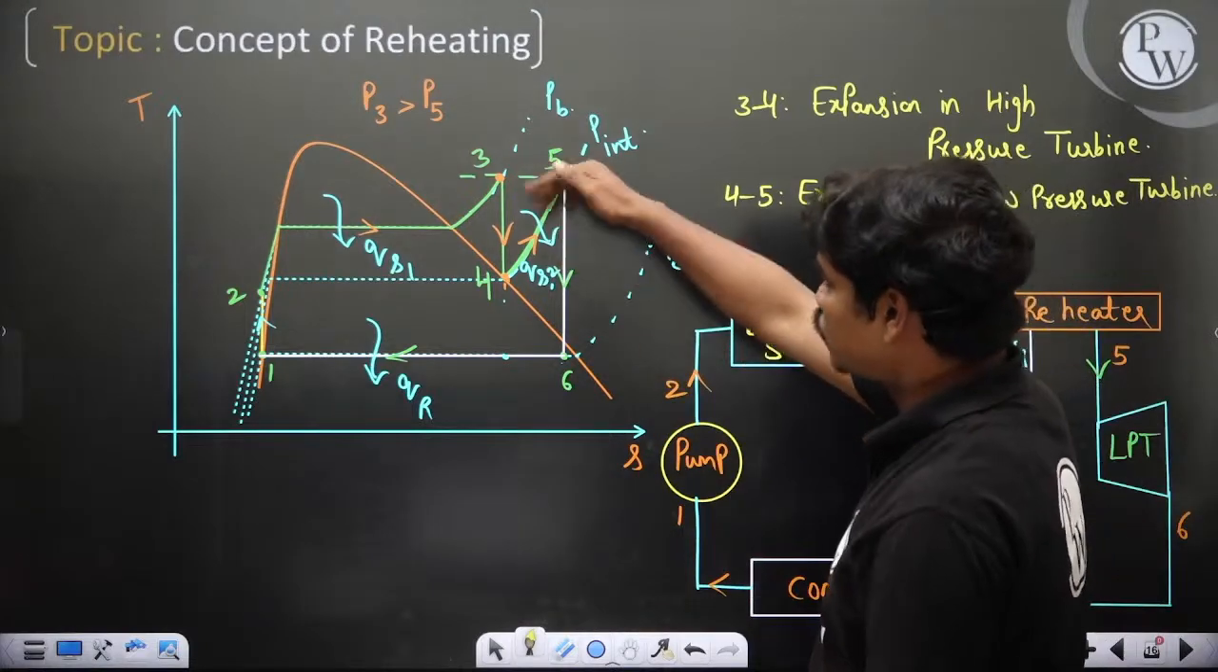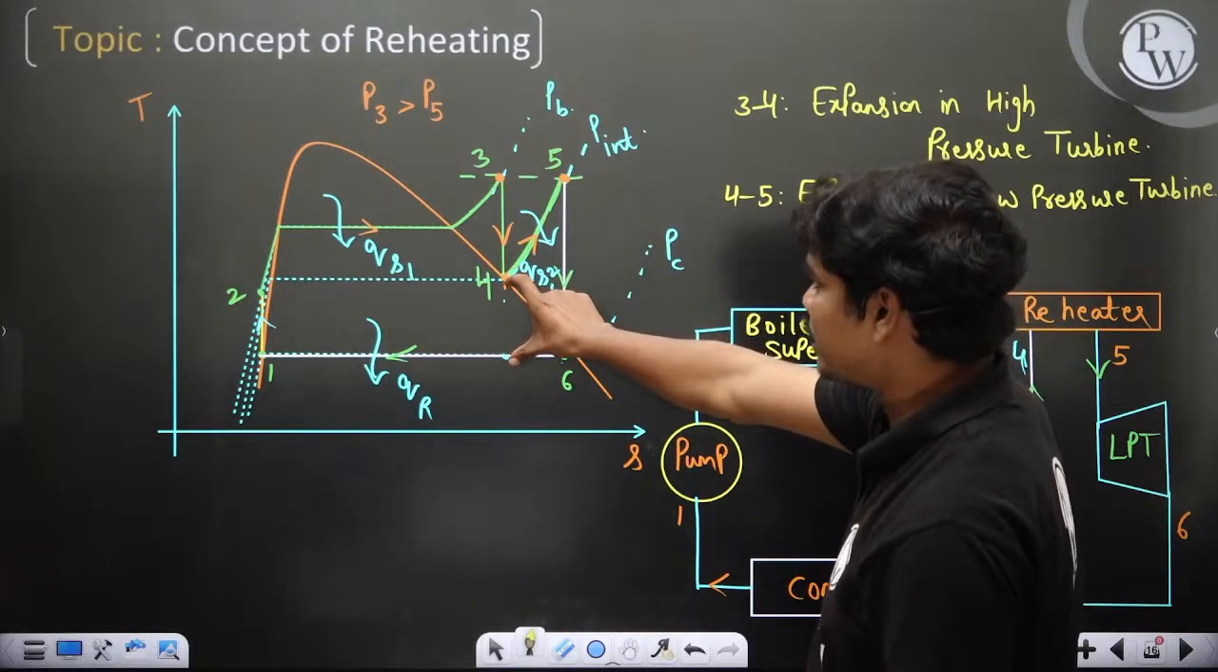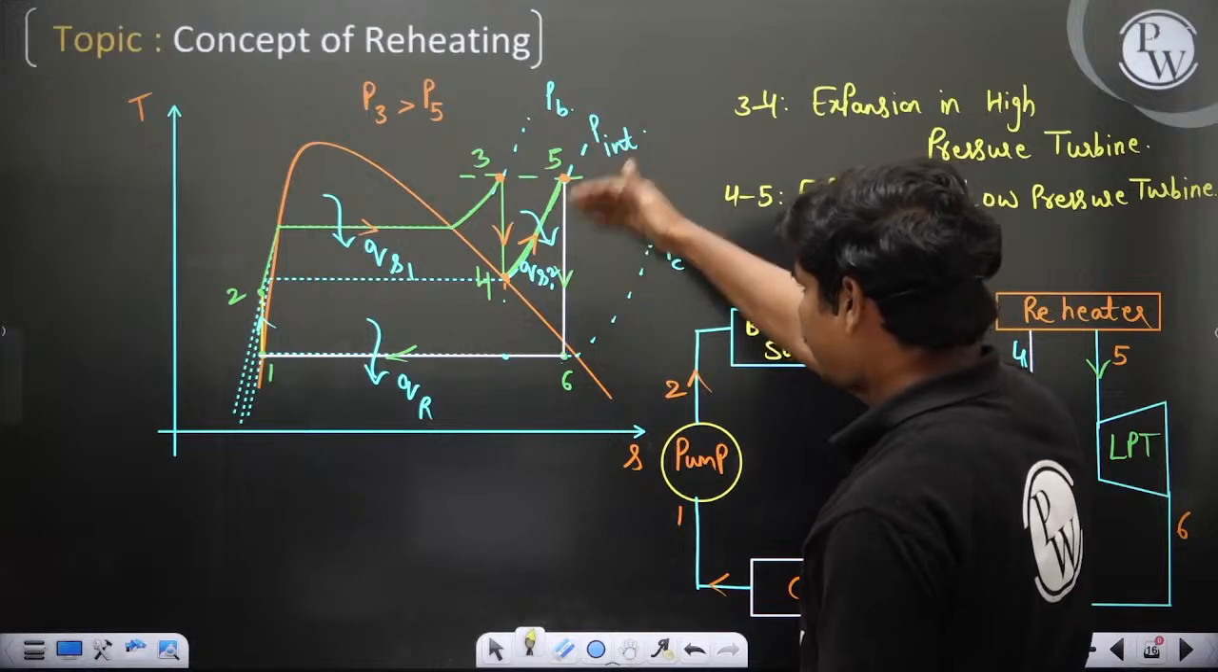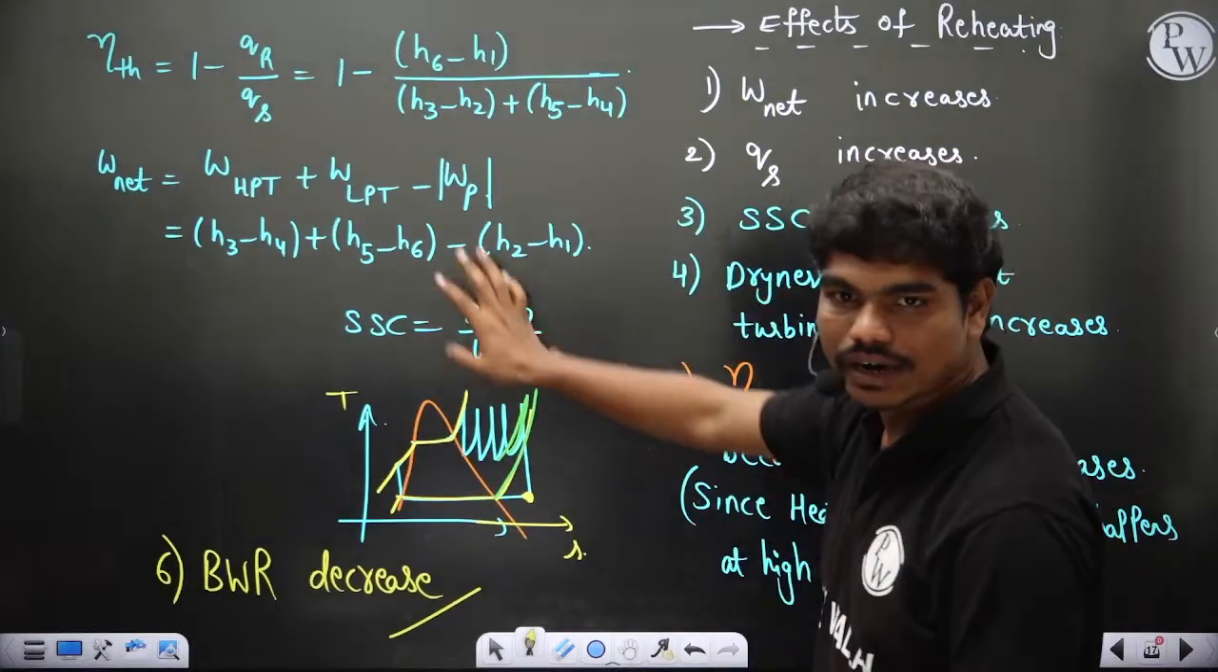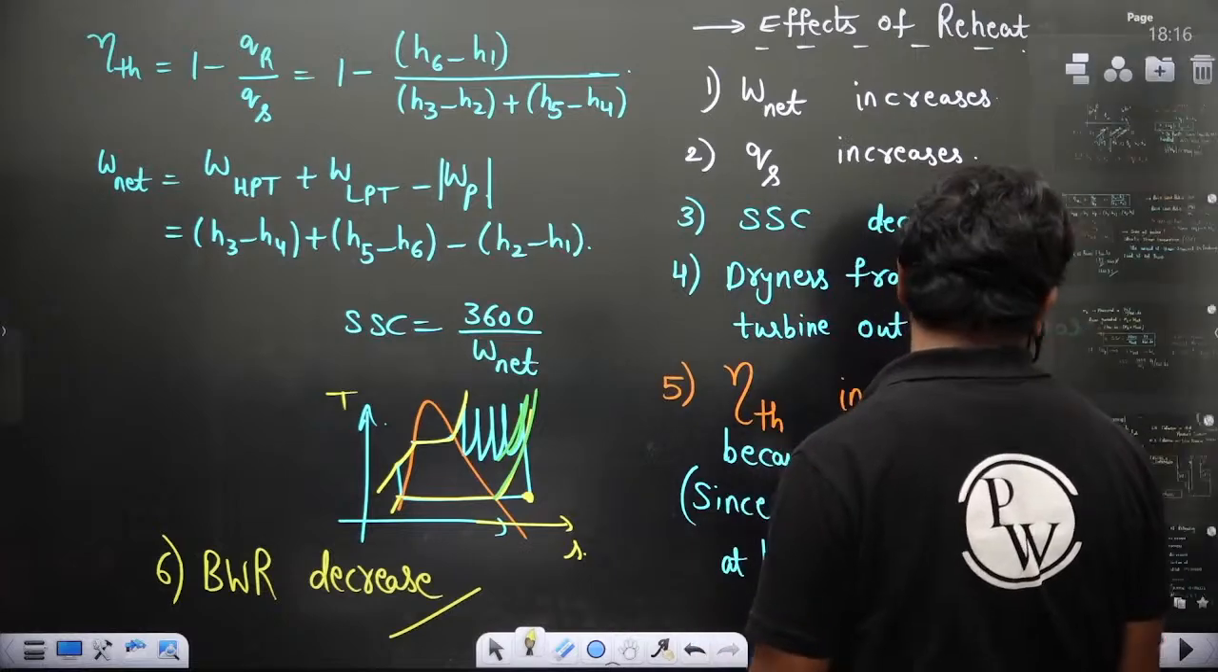So we have seen, to further increase the efficiency and the turbine work output, what we can do. We have done the reheating actually. This is the physical setup and a bit of understanding here. Okay, so these are the things which we have done.